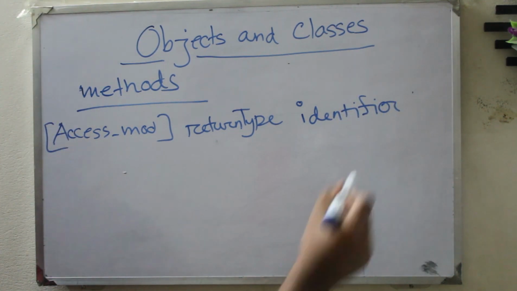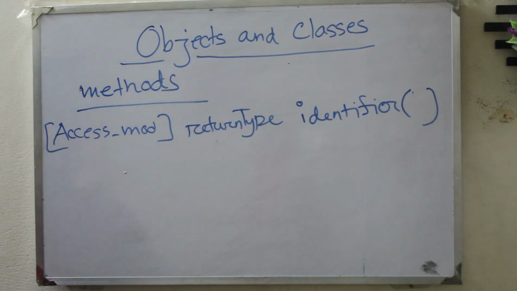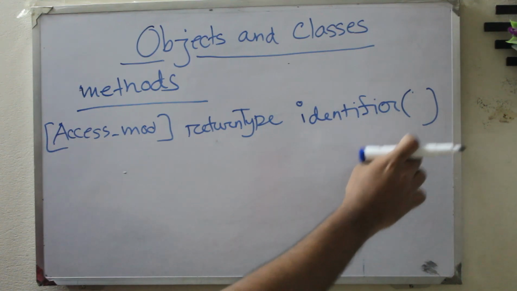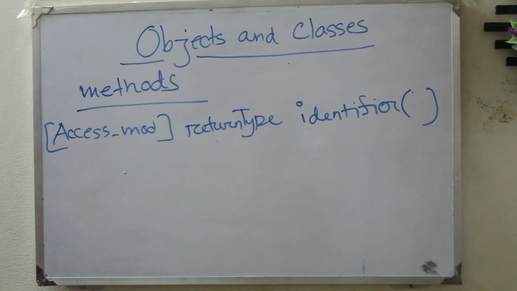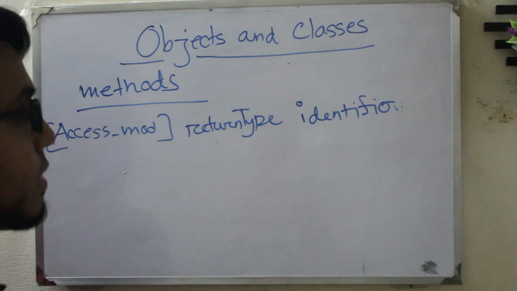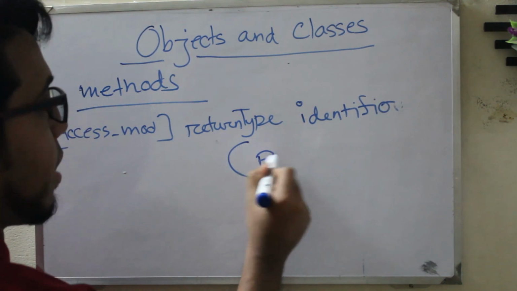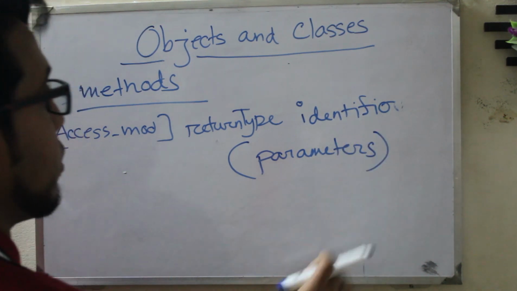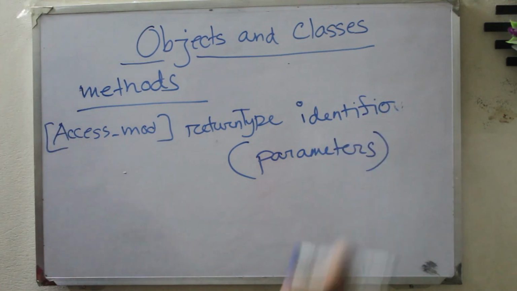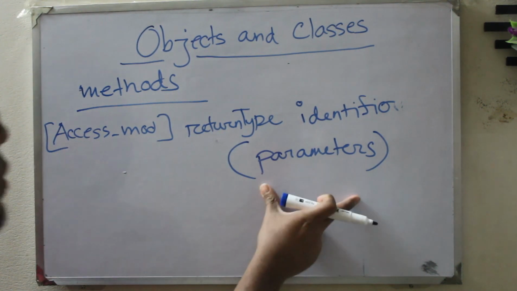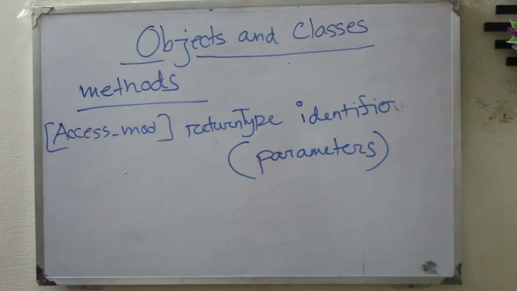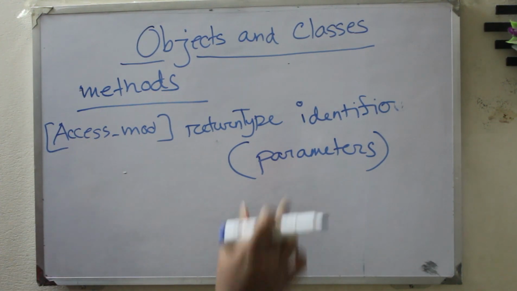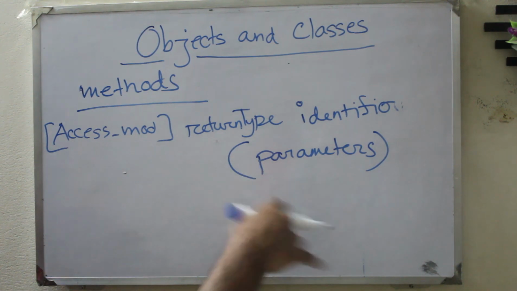Then it is followed by parentheses. So what do these parentheses hold? These parentheses hold any kind of values that we're going to pass inside the method. If we pass any kind of values, like parameters, when we pass the values, they're known as parameters. So this is the name of the method. This defines the return type of the method, and after this it is followed by parentheses, which define what are the values that we're passing inside the method. So don't get confused by this part.